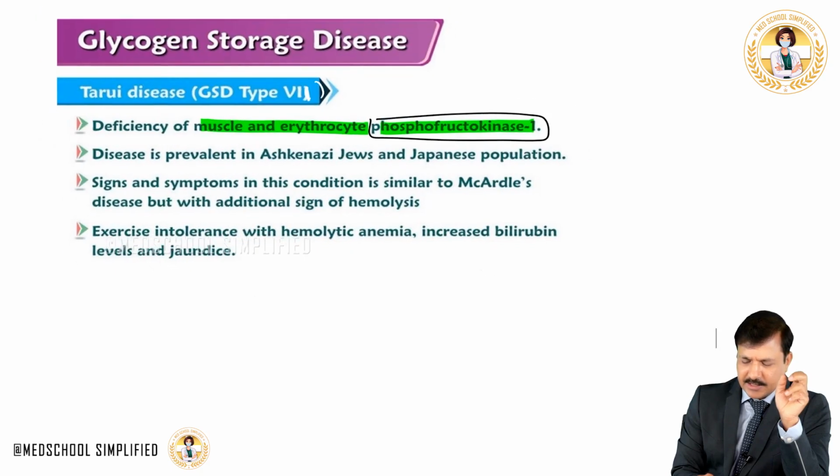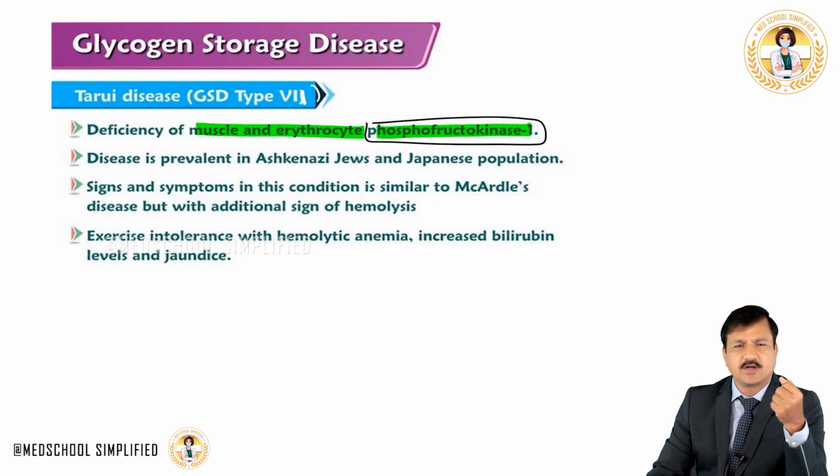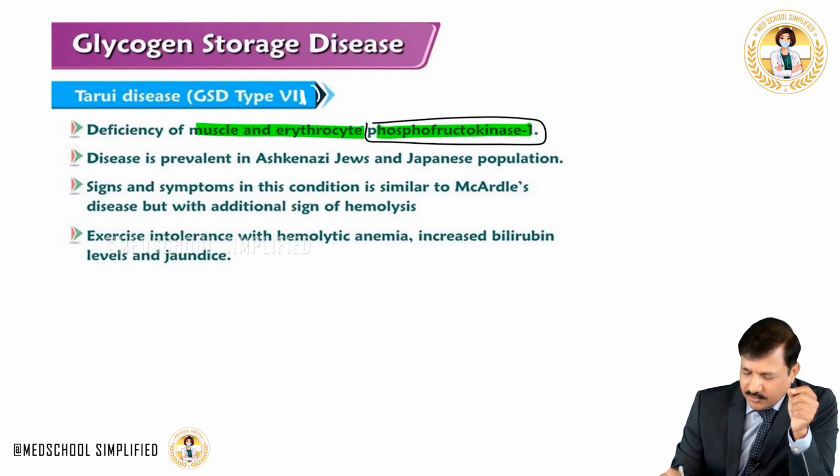Now, the rate limiting enzyme in glycolysis, a glycolytic pathway enzyme, how is it going to lead to glycogen storage in the muscle and erythrocytes, or how is it going to affect them? So the thing is, when PFK1 enzyme is deficient, let me show you how exactly it is connected to glycogen storage disease, especially in the skeletal muscle.